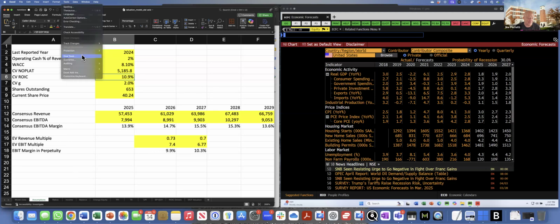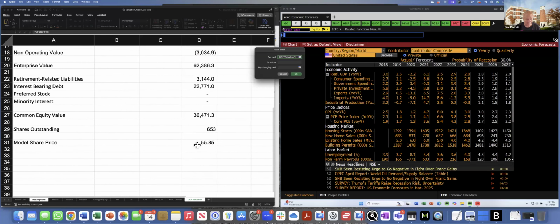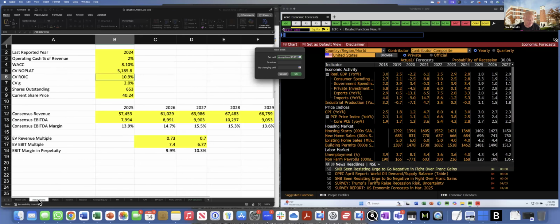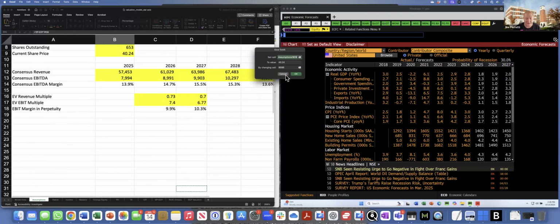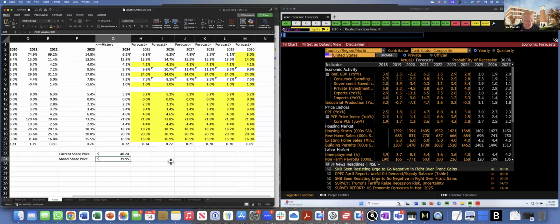Tools, goal seek, set cell, share price, to value. I'll do this manually. What was it? 40.24. By changing the ROIC, 6. And I don't know why I keep having goal seek problems the other way, but long story short, it's going to be around 5.5%. And so at about a 5.5% ROIC, my goal seek's not working right now, that's the $40 share price.